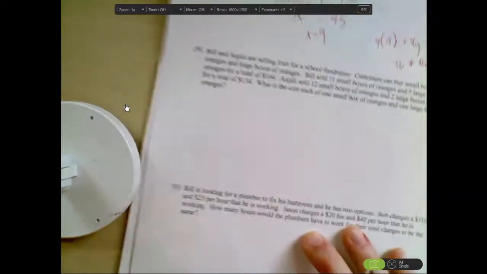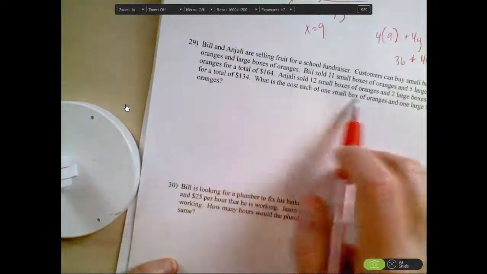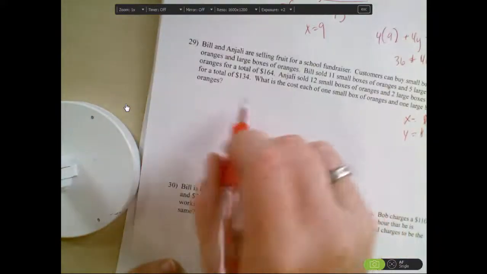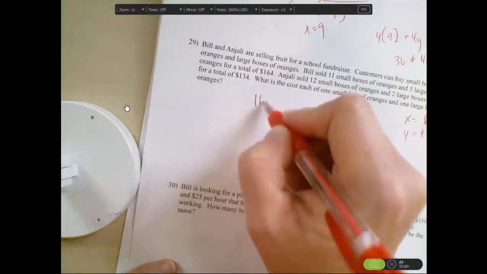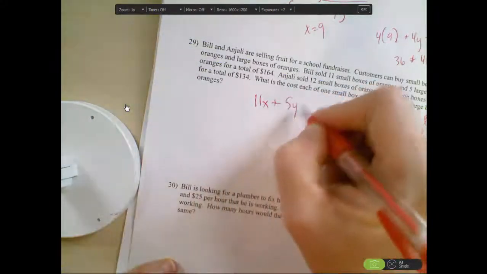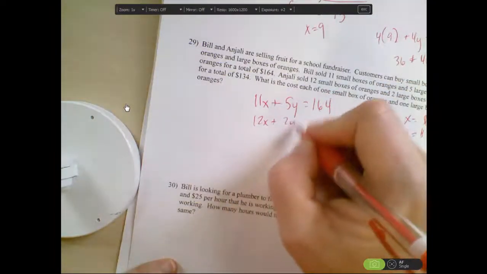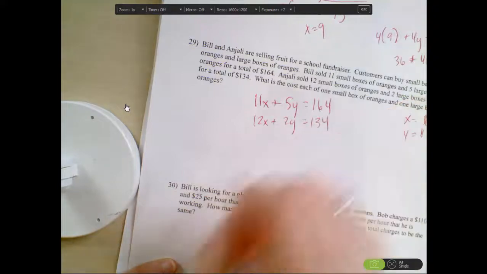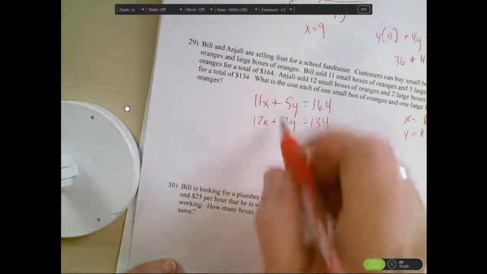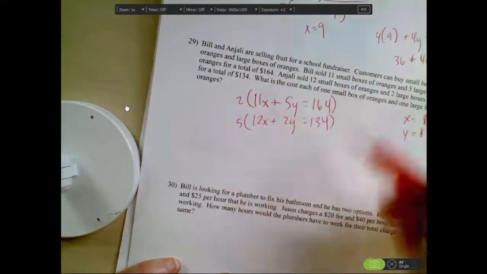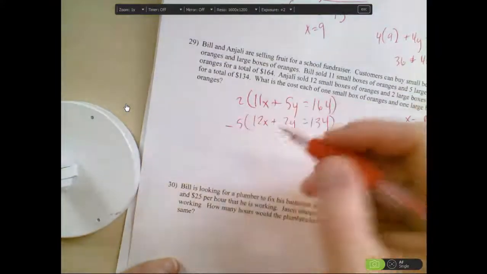Okay? Here, the cost of a small and cost of a large. X equals cost of small. Y equals cost of large. So 11 small and 5 large equals 164. 12 small, 2 large equals 134. I'm going to turn these both into 10. Top by 2, bottom by 5. But remember, one of them has to be negative so that they cancel out. I'll make the bottom one negative.